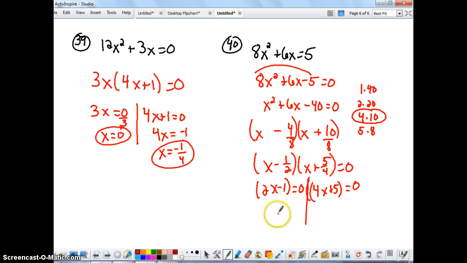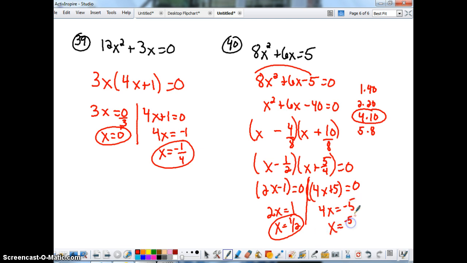So when I solve these, add your 1, 2x is equal to 1, x is equal to a positive 1 over 2. Subtract your 5, 4x is equal to negative 5, divide by 4, x is equal to negative 5 over 4.